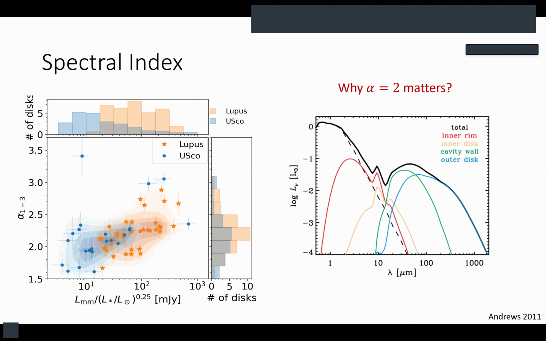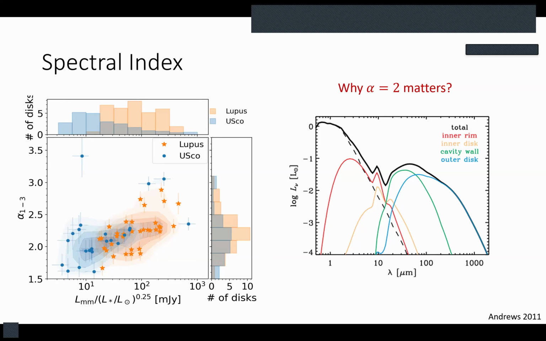And this optically thick interpretation is further supported by the spectral index measurement. Here we plot the spectral index against the luminosity of the disk, and we found that most of them cluster around a spectral index of 2. So what does a spectral index of 2 mean?